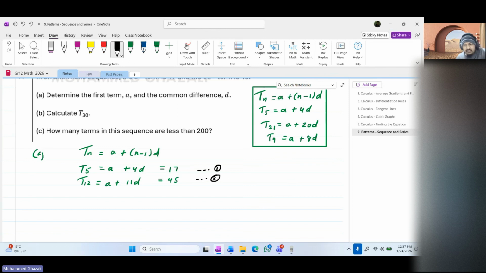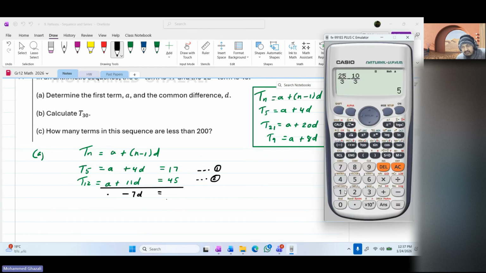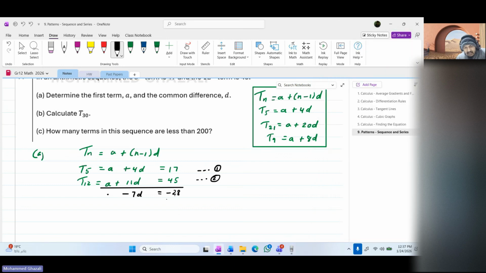We can just solve them by subtraction. If you subtract both equations, you can subtract either way. A minus A is zero. 4 minus 11 is negative 7. 17 minus 45 is negative 28. Cancel out the negatives on both sides: minus 28 divided by minus 7, d is equal to 4.